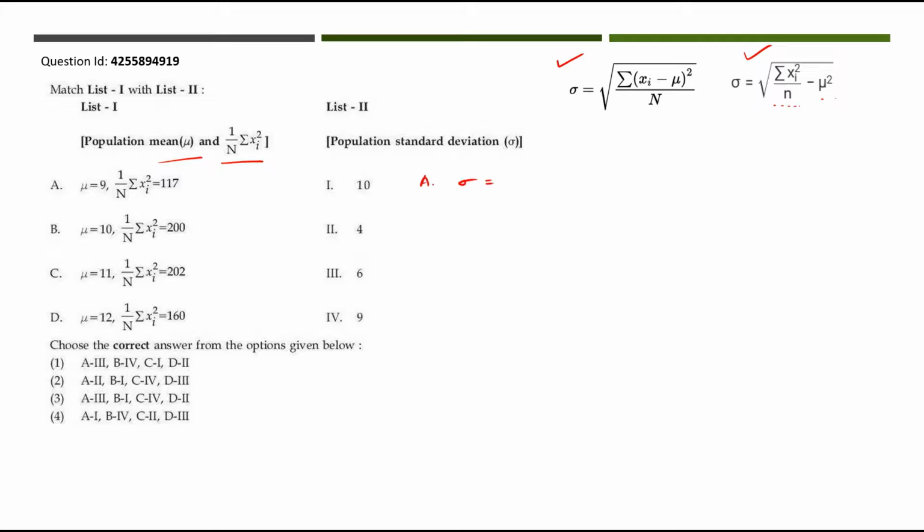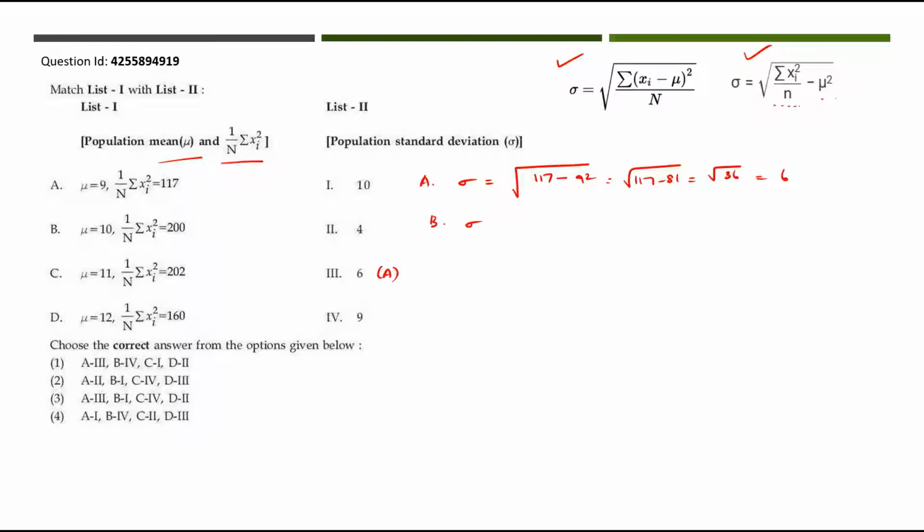What about A? Square root of what is summation xi square divided by n? It is 117 minus what is mu, the mean value, it is 9. So 9 square, this is 117 minus 9 square is 81. 117 minus 81 is 36. Square root of 36 is 6. A has a value of 6. A will be mapping to 3.